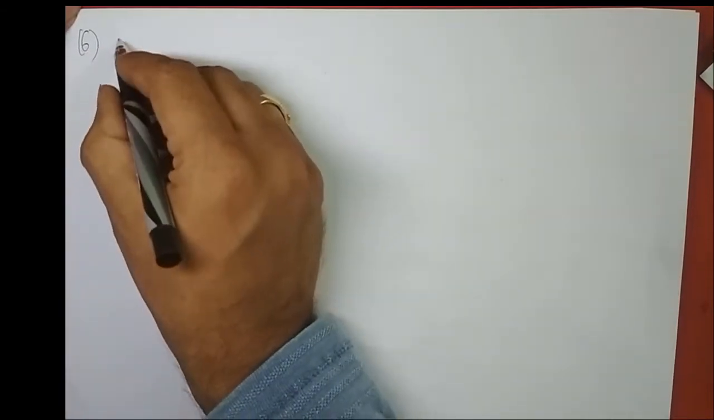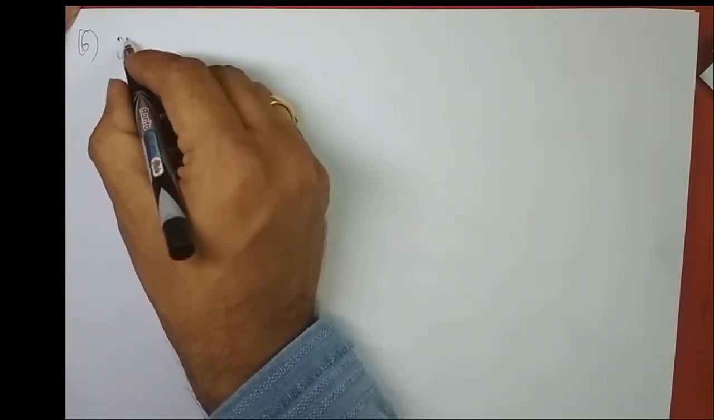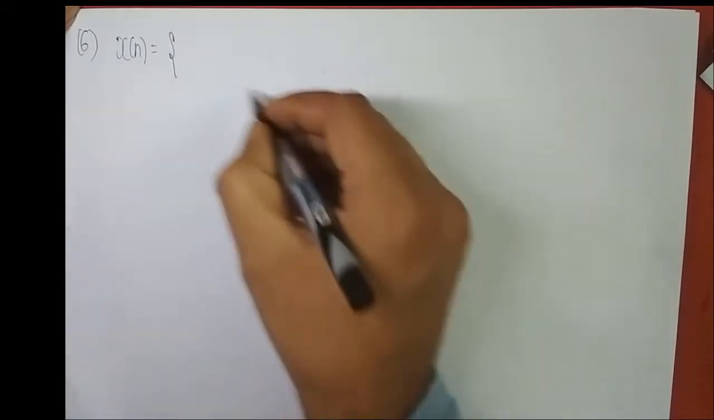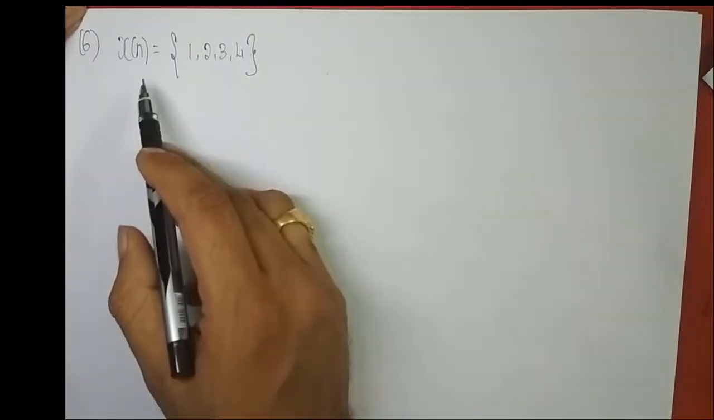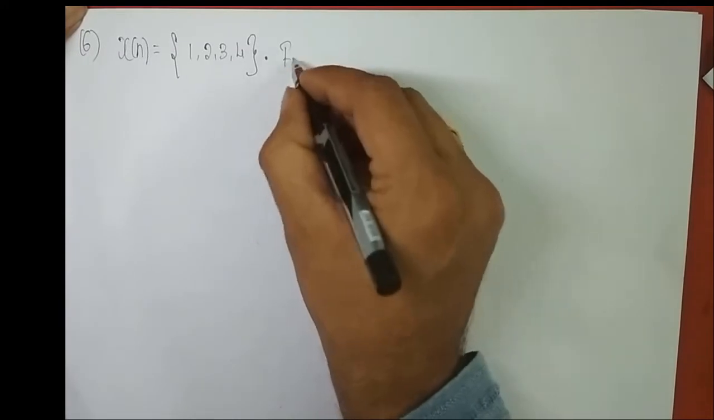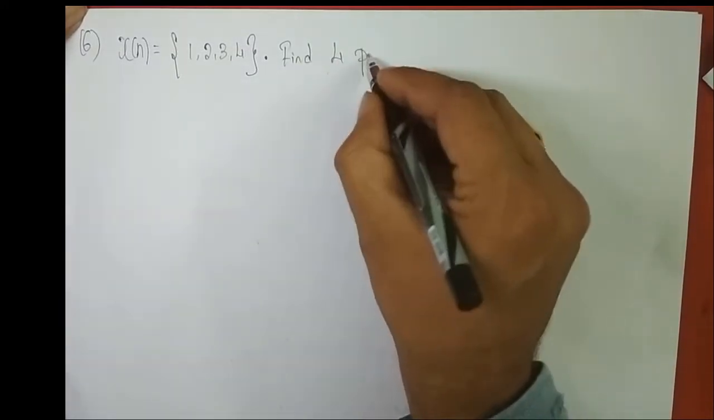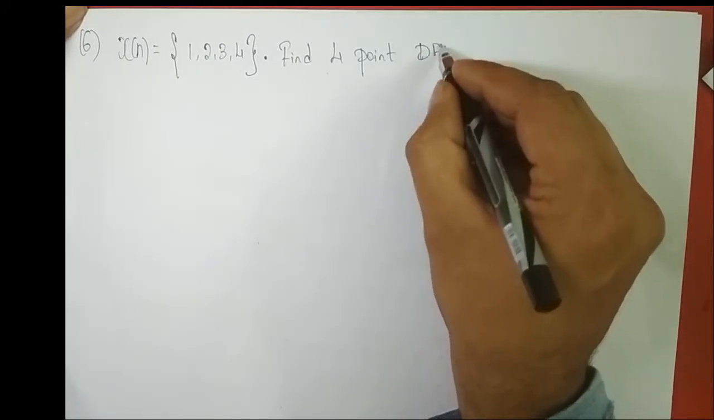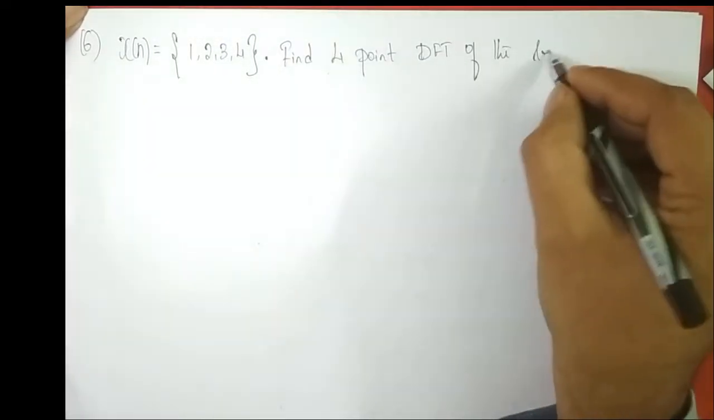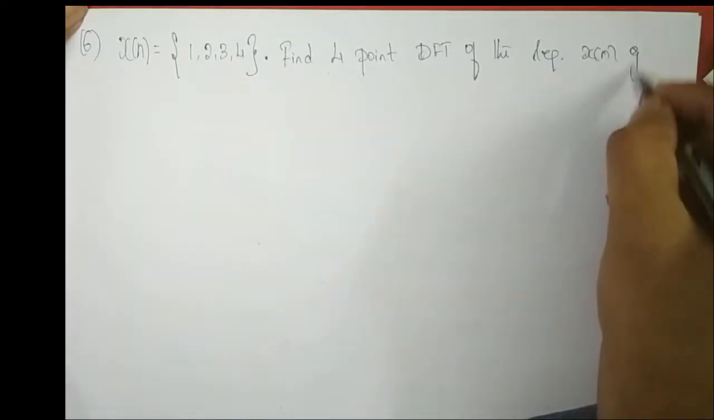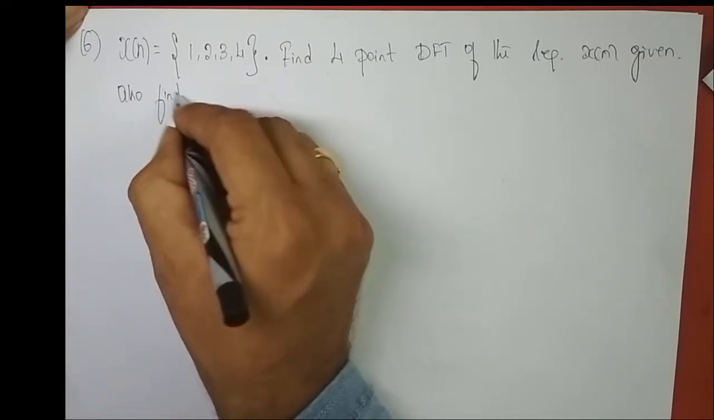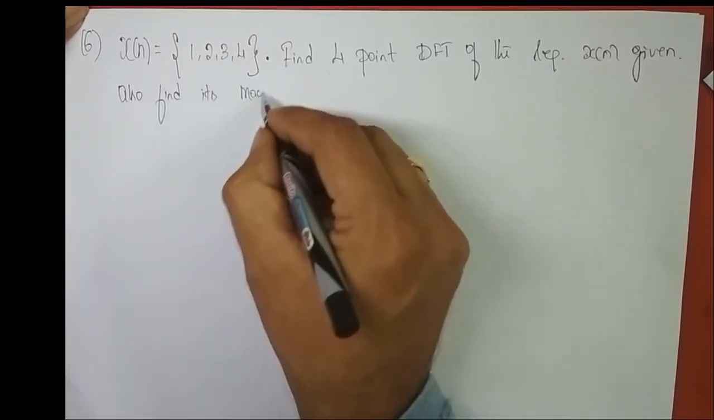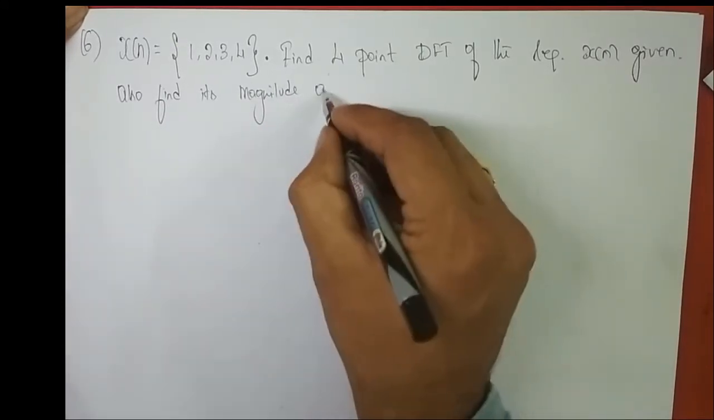So we'll take up one more problem, problem number 6. I need to find the 4-point DFT of the sequence x of n equal to 1, 2, 3, 4. So this is the time domain sequence x of n. What is my aim? I need to find the 4-point DFT of the sequence x of n given, which is this. Also find its magnitude and phase angle.